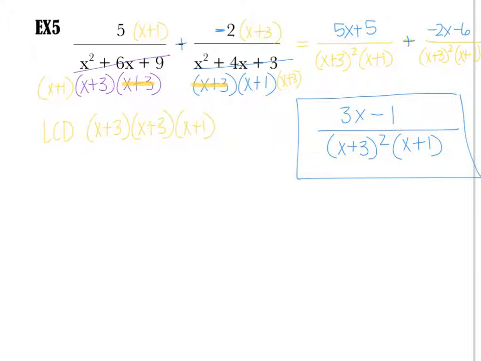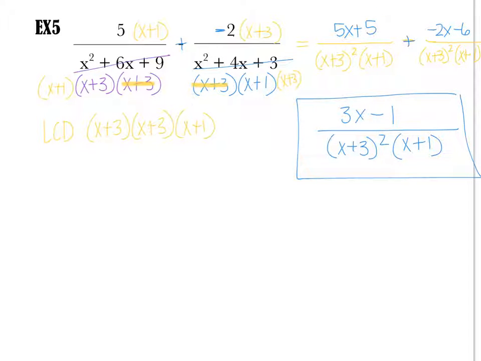Alright, so when I went over, I went ahead and simplified the numerator, so I did 5x plus 5, and then this was minus, so I turned it into a plus and put the minus here and ended up distributing a negative 2, so it became negative 2x minus 6. And then I had my common denominator, and I just put the x plus 3's together just because I was running out of room. So I just said x plus 3 squared times x plus 1. They mean the same thing.